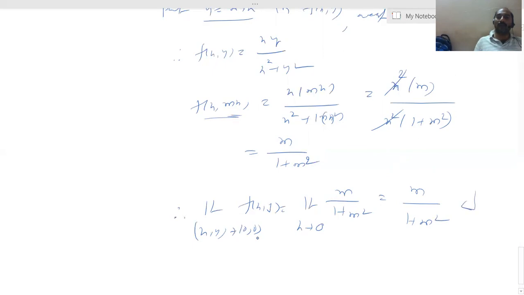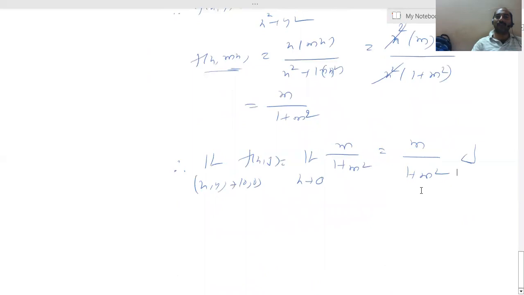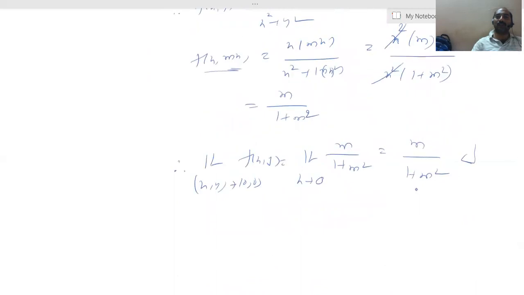So limit means we always get a unique value. But by substituting m equal to 1, we get a value different from the previous value. Our limit value is 0. If we take m equal to 1, we get another value. This is not a unique value. It provides an infinite number of values. It is a variable. m is a variable. Therefore, limit does not exist. Limit at origin of the given function xy by x square plus y square does not exist.